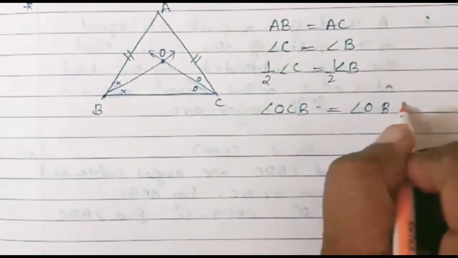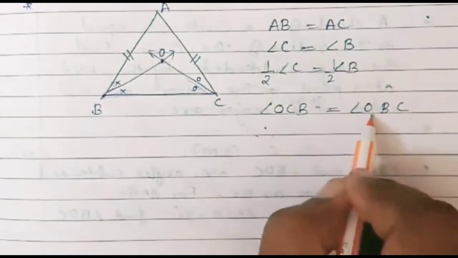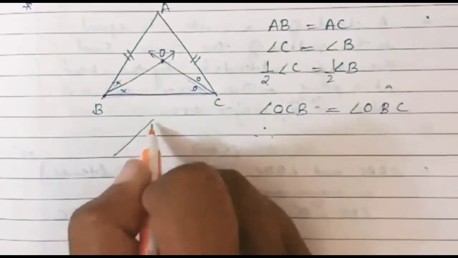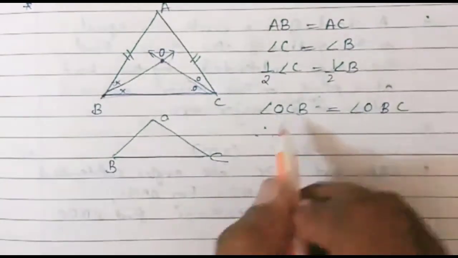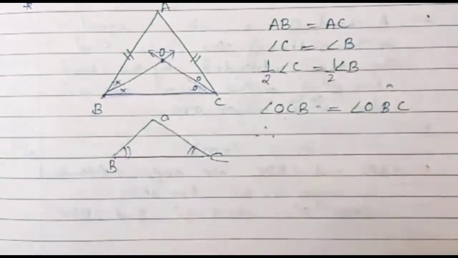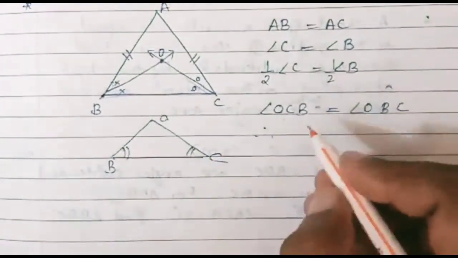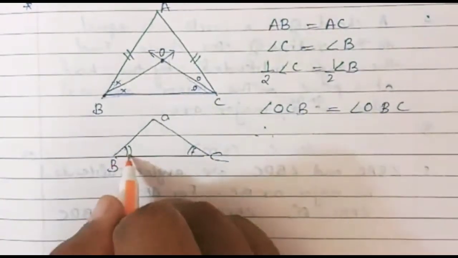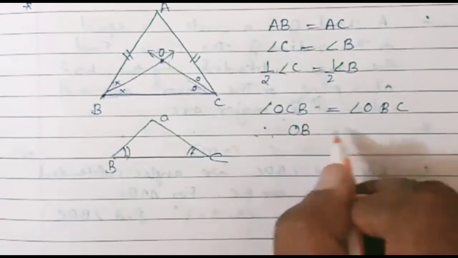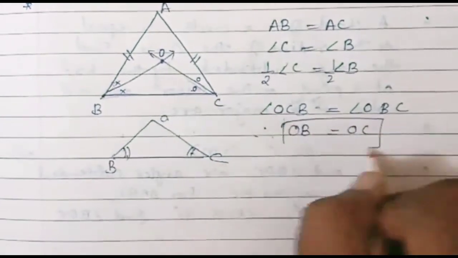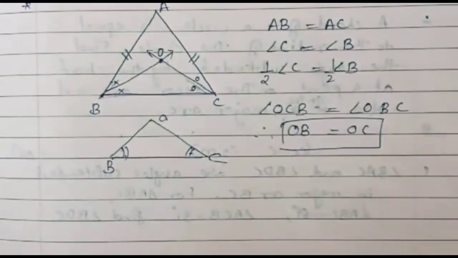angle OBC. And if these two angles are equal, now let us see only the one triangle, that is BOC. In this triangle, angle OCB is equal to angle OBC. So again by theorem number 7.3, if two angles are equal, then the opposite sides are equal. So have we got OB equal to OC, right? So this is the first result we need to prove.